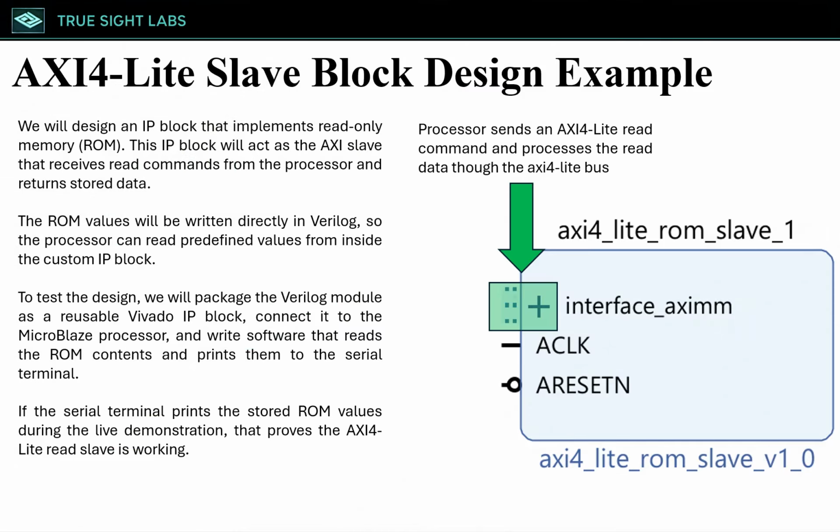As an example, we will design an IP block that implements read-only memory, a ROM. This IP block will act as the AXI slave that receives read commands from the processor and returns stored data. The ROM values will be written directly in Verilog, so the processor can read predefined values from inside the custom IP block. To test the design, we will package the Verilog module as a reusable Vivado IP block, connected to the MicroBlaze processor, and write software that reads the ROM contents and prints them to the serial terminal. If the serial terminal prints the stored ROM values during the live demonstration, that proves that the AXI4-Lite read slave is working.